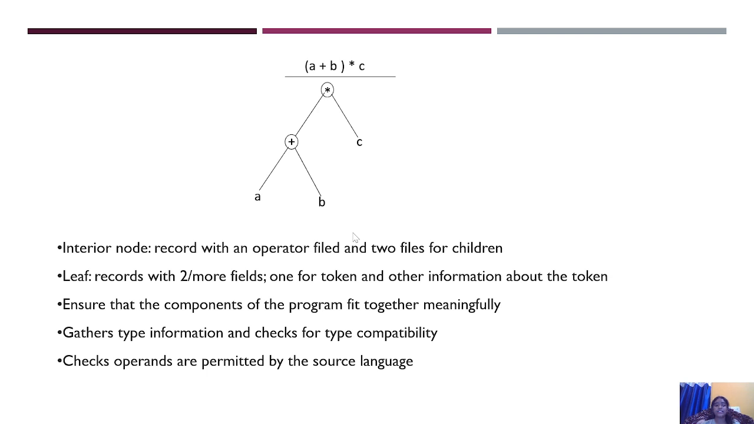Coming to the intermediate node, it's a record with the operator field and two fields for its children. Leaf records have two or more fields, one for the token and another for information about the token. It ensures that the components of the program fit together meaningfully. It gathers type information and checks for type compatibility. It checks that operands are permitted by the source language.